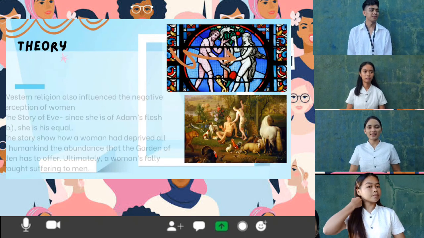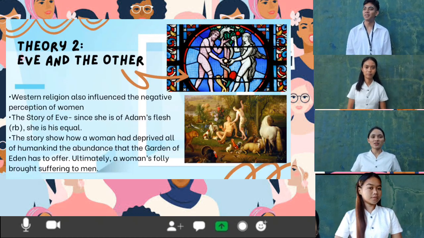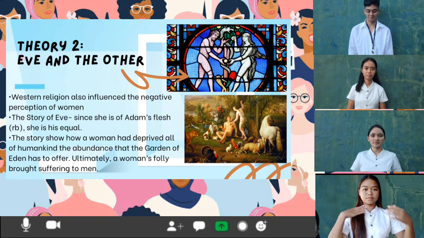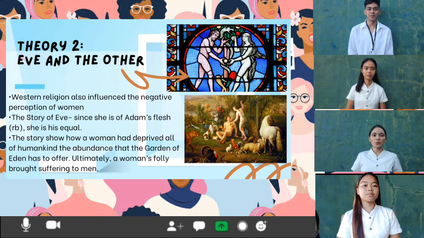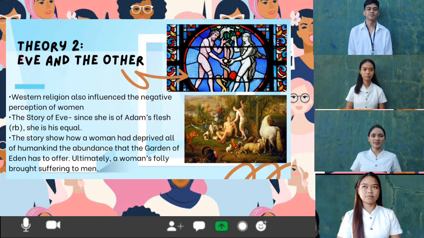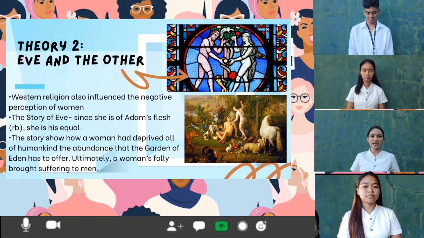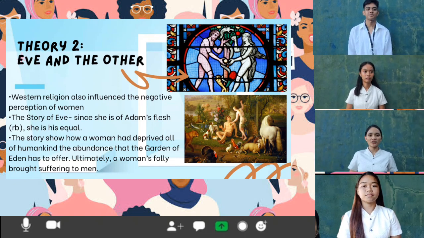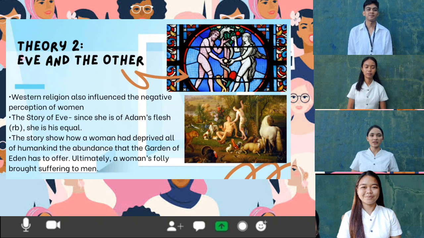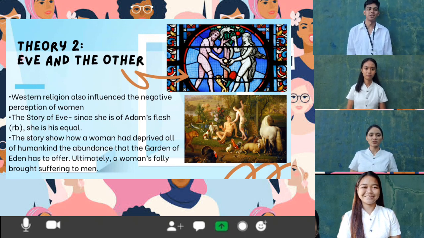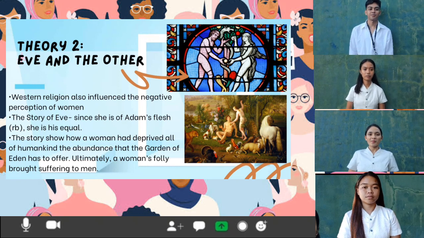Again, good day everyone. Theory 2, Eve and the Other. Western religion also influenced the negative perception of women. The study of women and religion examines women in the context of different religious faiths. This includes considering female gender roles in religious history as well as women's participation in religion. Particular consideration is given to how religion has been used as a patriarchal tool to elevate the status and power of men over women, as well as how religion portrays gender within religious doctrines.